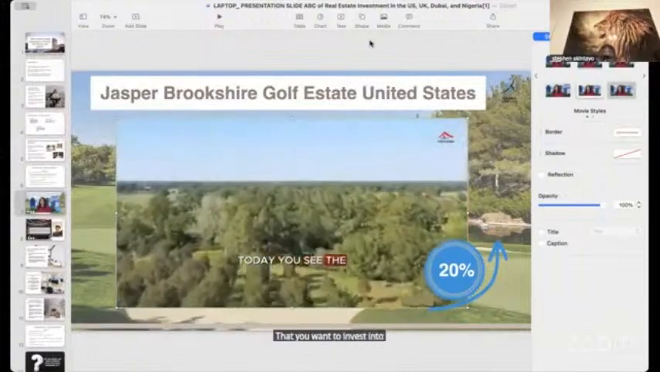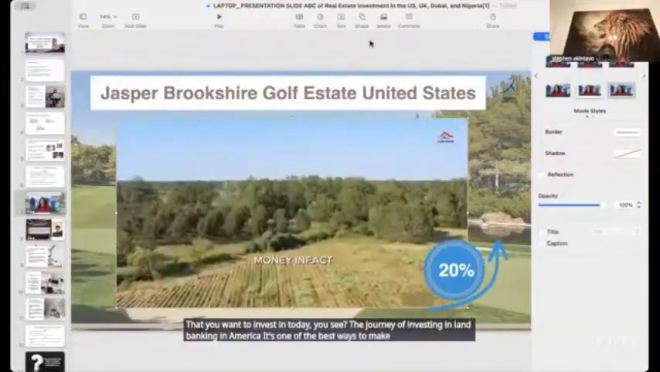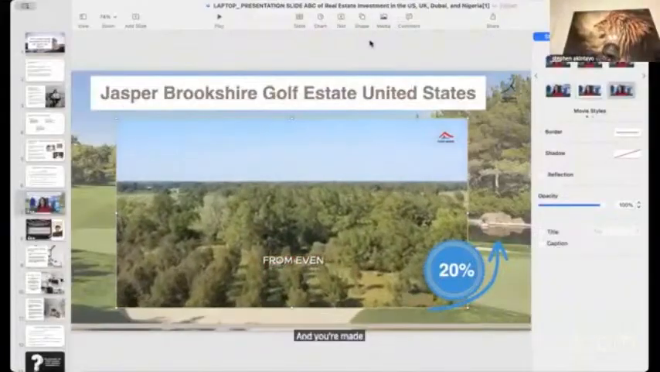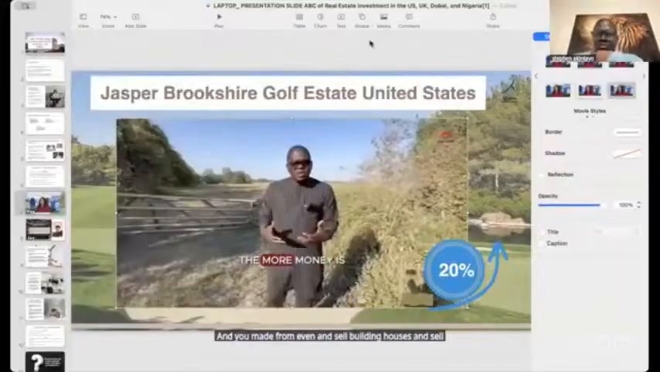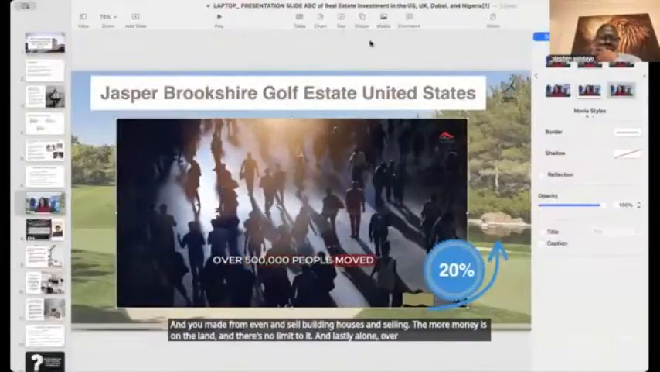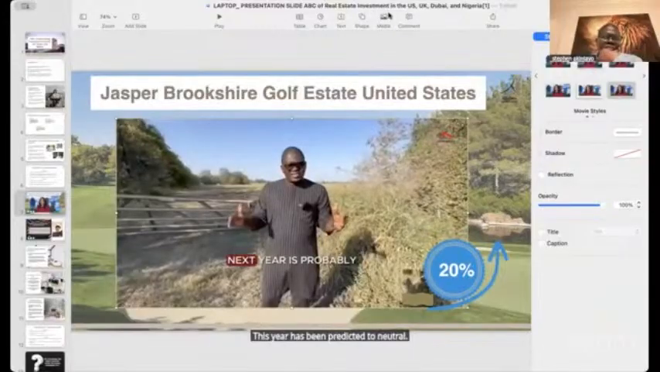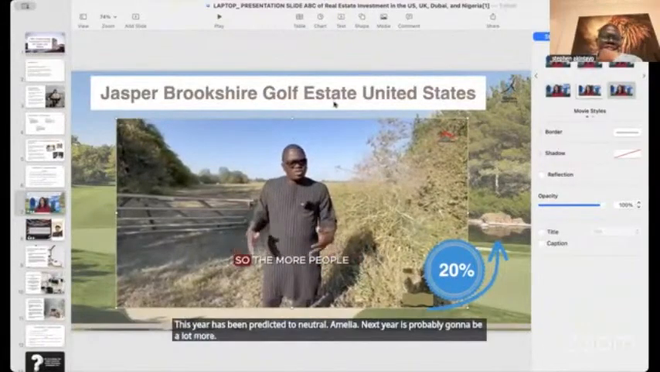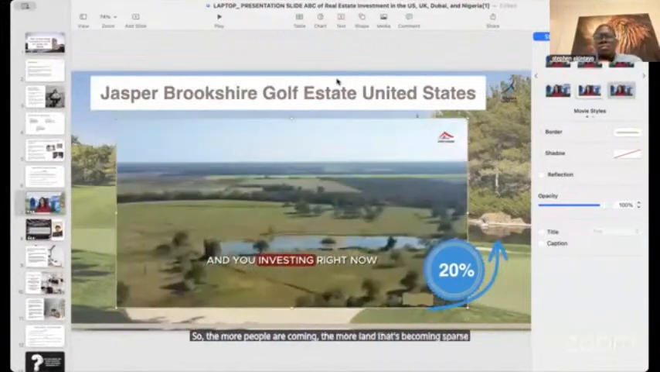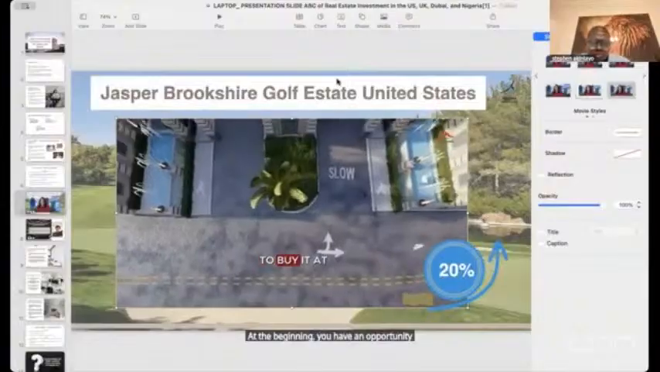You see, the journey of investing in land banking in America is one of the best ways to make money. In fact, you make more money from land banking than multifamily, than you will make from even building houses and selling. The more money is on the land, there's no limit to it. Last year alone, over 500,000 people moved to Texas. This year has been predicted to be 1 million. Next year is probably going to be a lot more. So the more people are coming, the more land is becoming scarce. And investing right now at the beginning, you have an opportunity to buy it at way less.